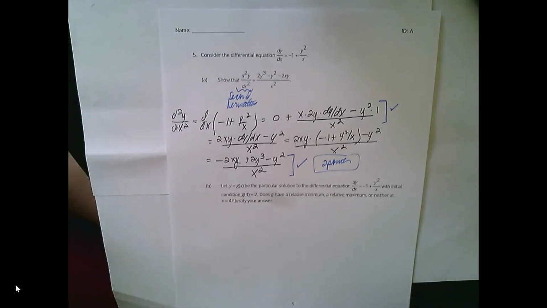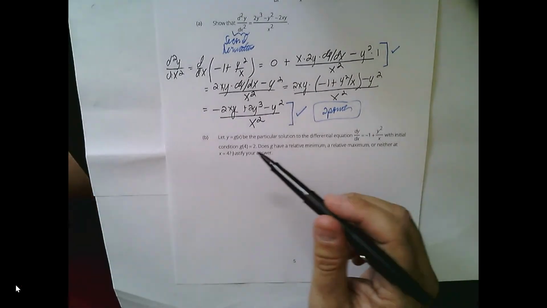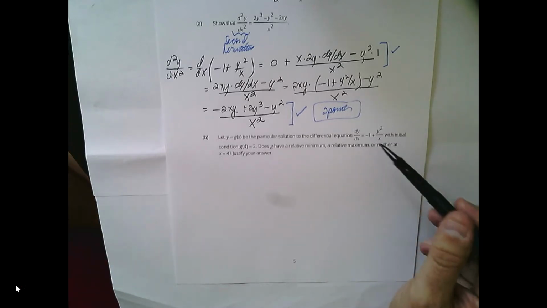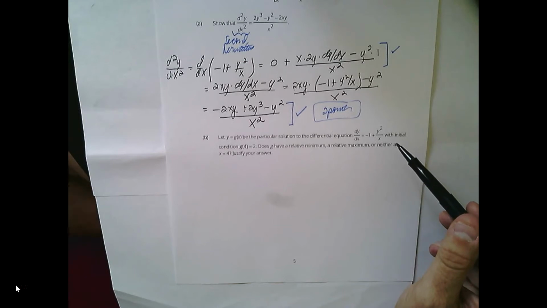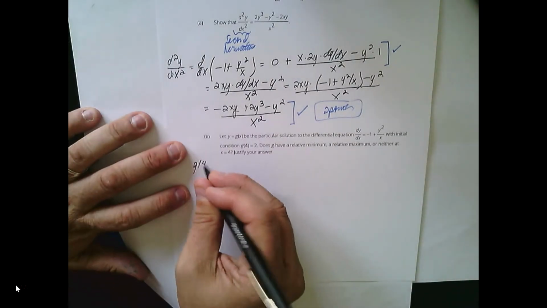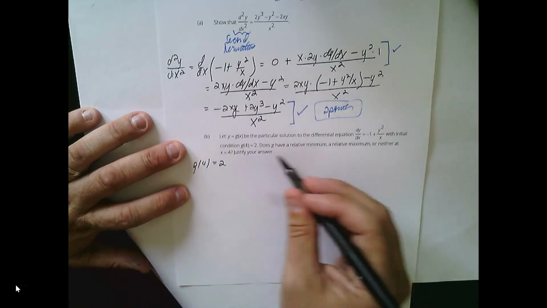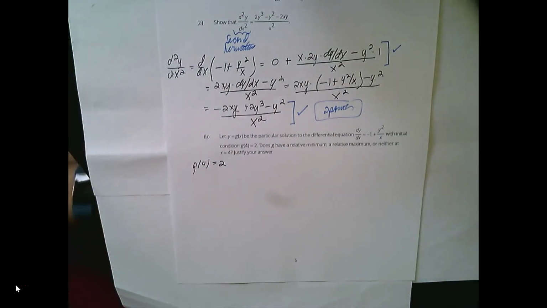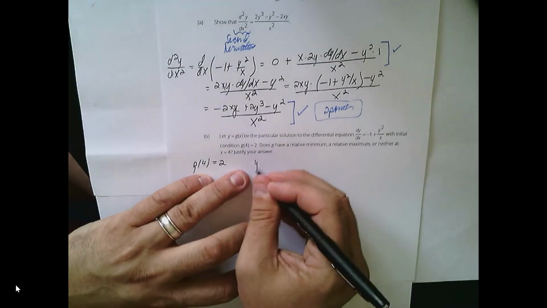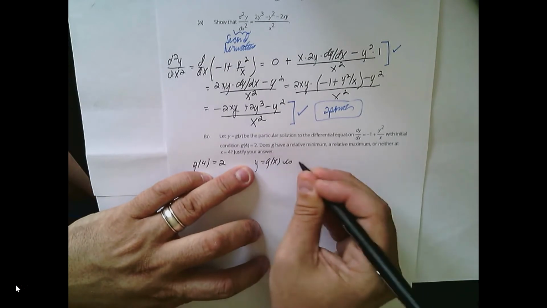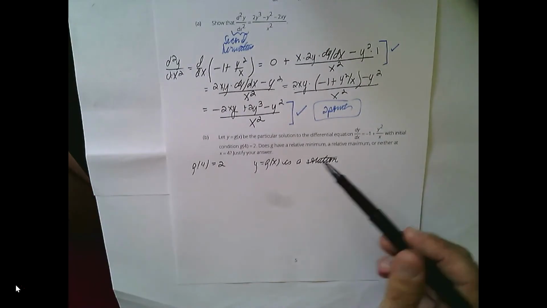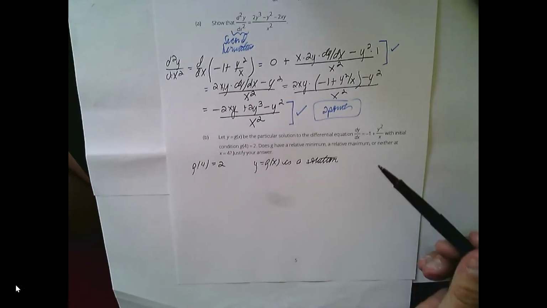Okay, let's keep going. Part B says, let y equal g of x be the particular solution to the differential equation dy/dx equals (-1 + y²)/x, with initial condition g(4) equal to 2. Does g have a relative minimum, a relative maximum, or neither at x equals 4? Well, what do I know? I know that y equals g of x is a solution to the differential equation, but I don't actually know what the graph of y equals g of x looks like.